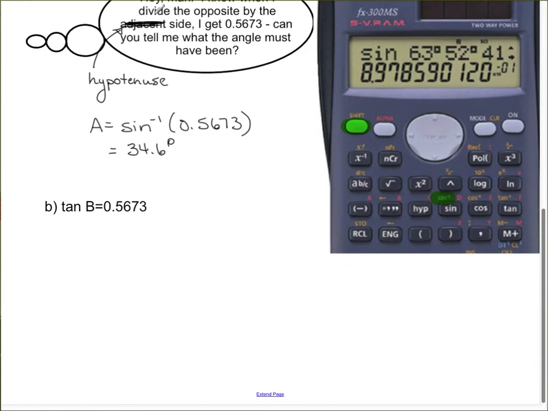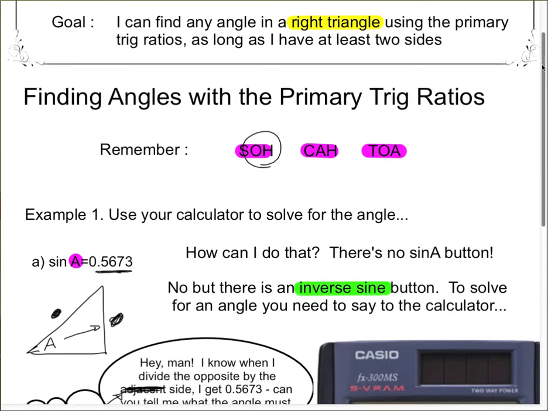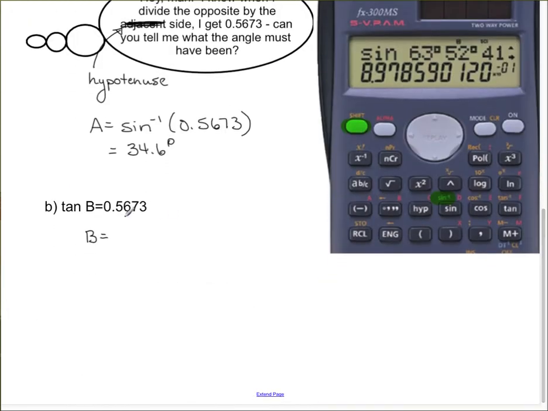That must have been what I was thinking of when I typed this thing up here. Tan is opposite over adjacent. And so I know that when I divide the opposite side by the adjacent side, I'm going to get this number. Is that the same number I used? Yes, I used the same one.